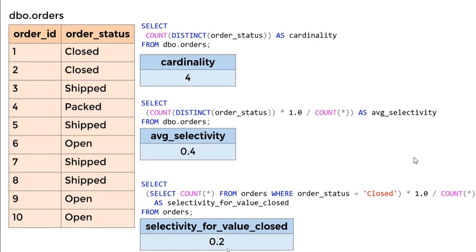The selectivity of a specific value closed is 0.2, and if we express this as a percentage, 20, we will say that 20% of the rows have the value closed, right? And if we look at the table, we can see this is the case. We have two rows which have an order status of closed, 2 out of a total of 10 rows, equal to 20 percent. Let's now look at the implications of the selectivity measures when it comes to indexes.